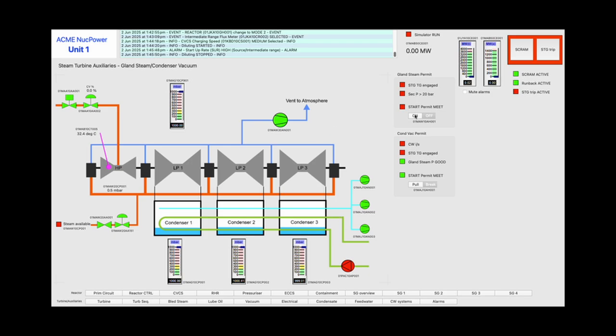Start turbine gland steam system. Once gland steam pressure is adequate, start condenser vacuum system. Note the pressure in the condenser will rapidly decrease. In real life it takes much longer than this, but I have sped it up here.